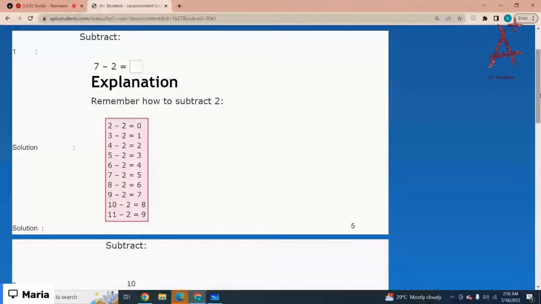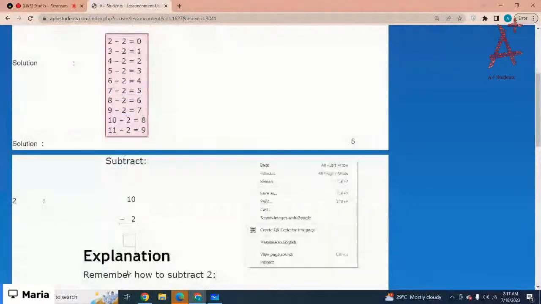So let's just start with the first one. 7 take away 2. You can just look in the table. 7 take away 2 is 5. So the correct option is 5. You just go back by 2 numbers, so that would be 5.